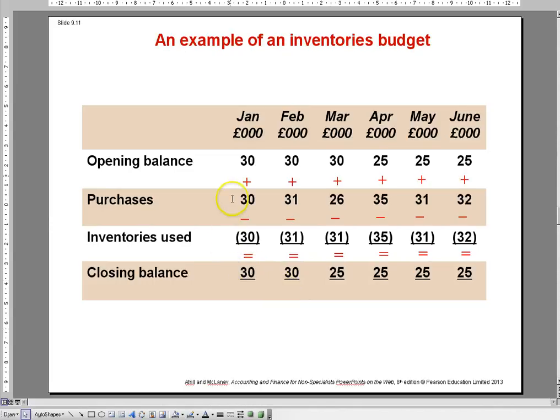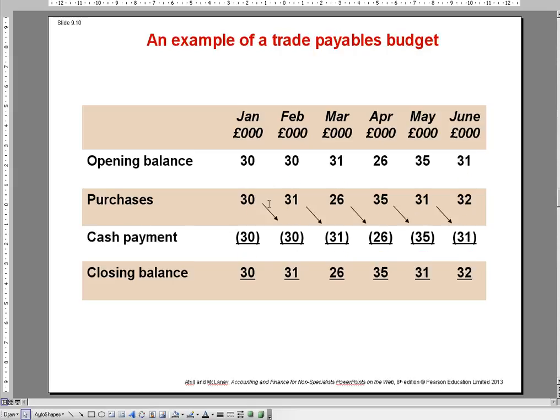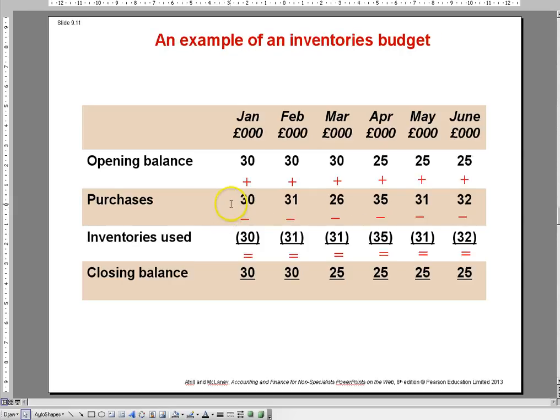The final bit of the budgeting by month that we want to look at is where the purchases go. We've got the purchases here of 30, 31, 26 and so on, and that comes from our trade payables budget or our income statement, whichever. It should be the same. These are what we purchased, not when we paid. We paid all these a month later.